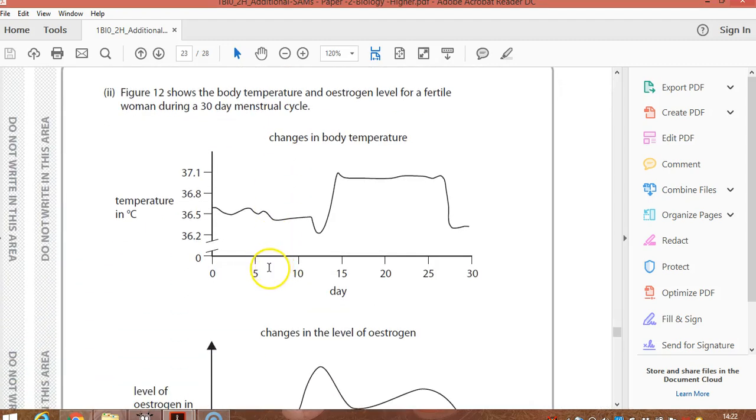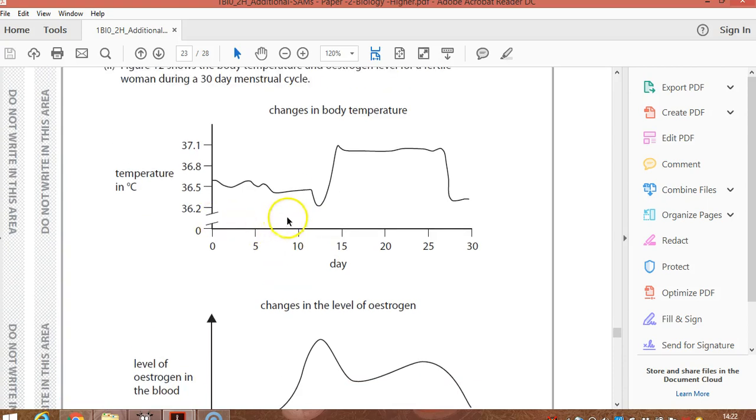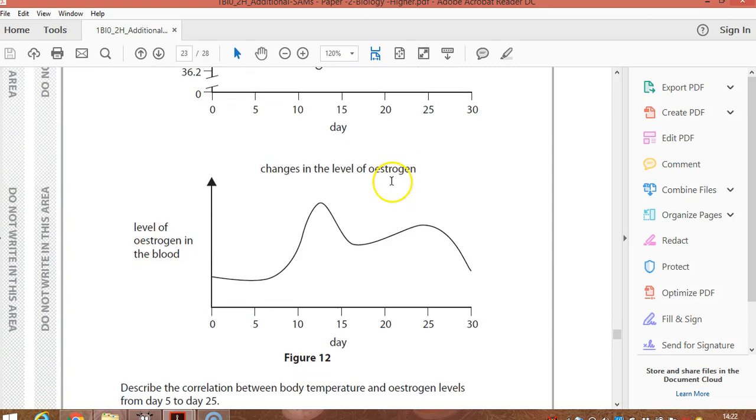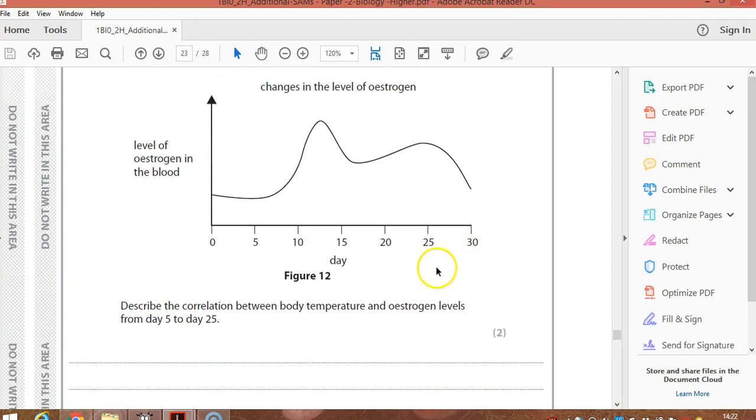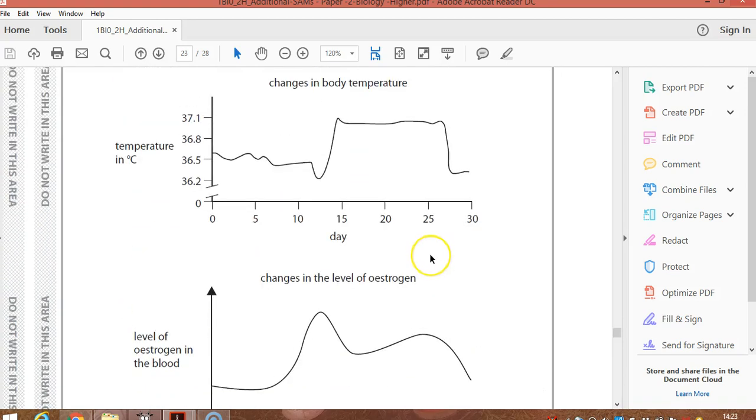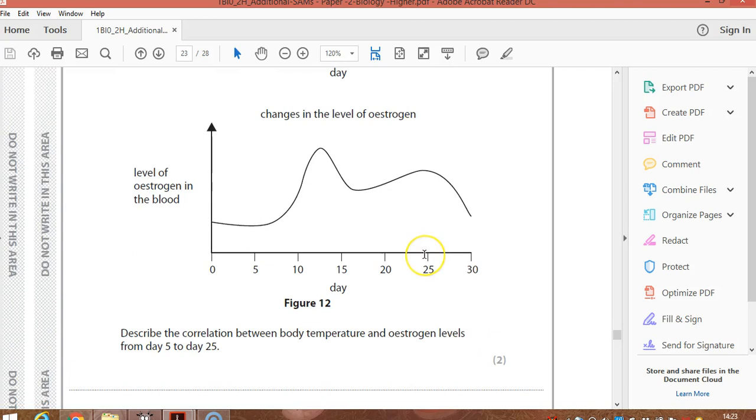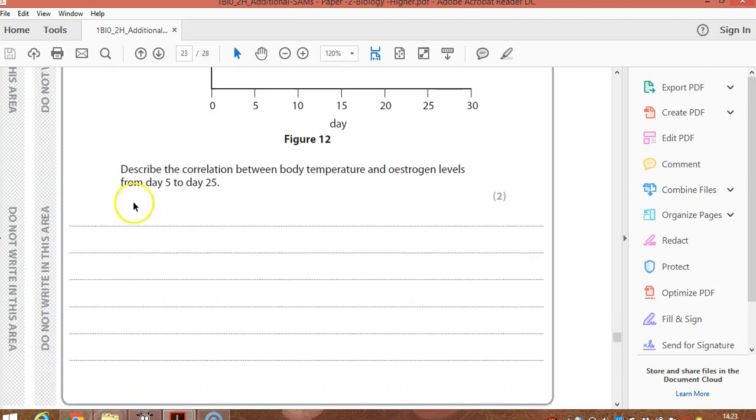Part 2. Figure 12 shows the body temperature and estrogen levels for a fertile woman during a 30-day menstrual cycle. So there you go. Changes in body temperature and changes in the levels of estrogen. Describe a correlation between the body temperature and estrogen levels from day 5 to day 25. 2 marks if you get.